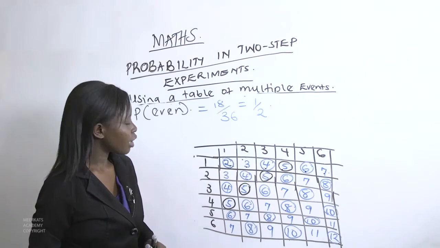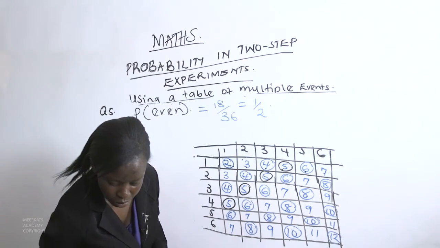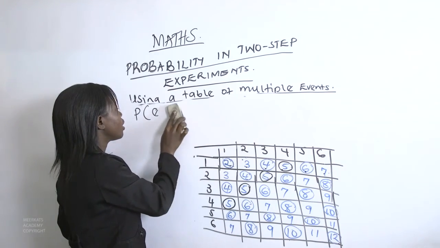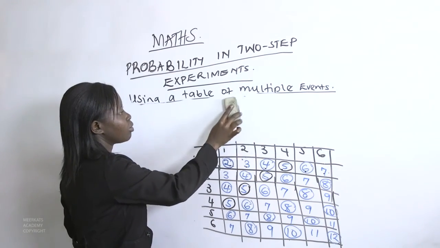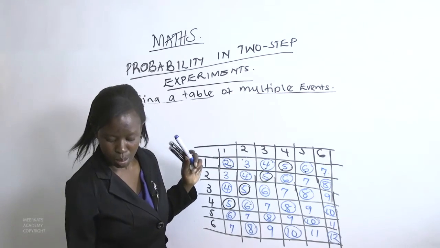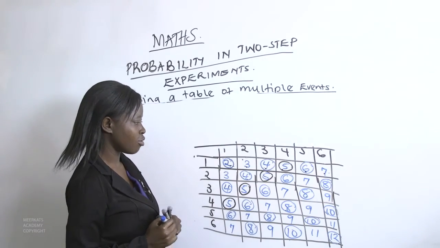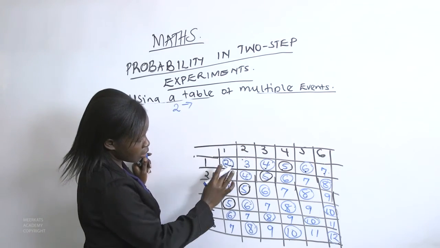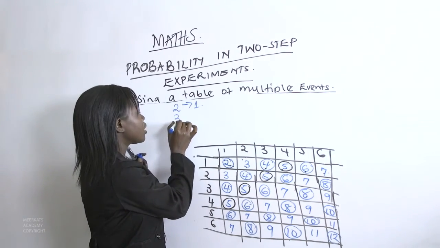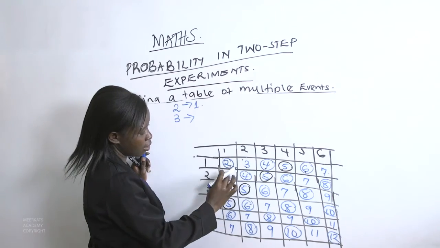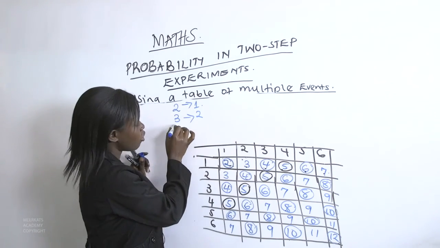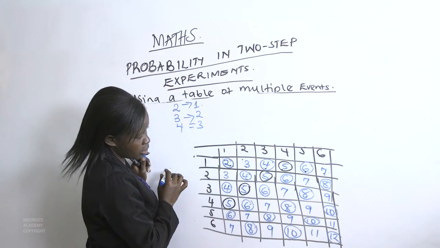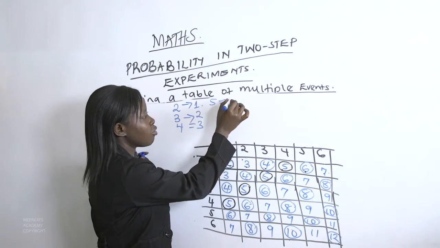Part D, we are being asked what is the most likely sum to occur. So which one is the most likely? What does it mean? Which one is occurring more among the numbers that we have? So we have the sum 2. 2 has occurred only once. 3 has occurred twice. 4 has occurred 3 times. 5 has occurred 4 times.